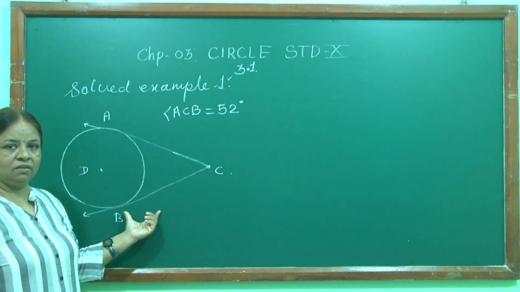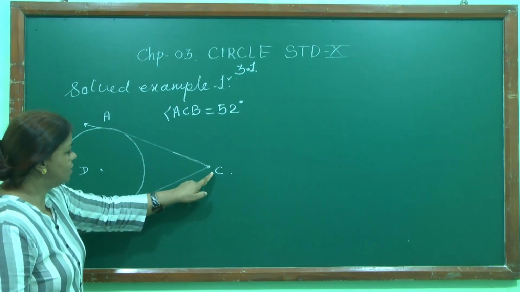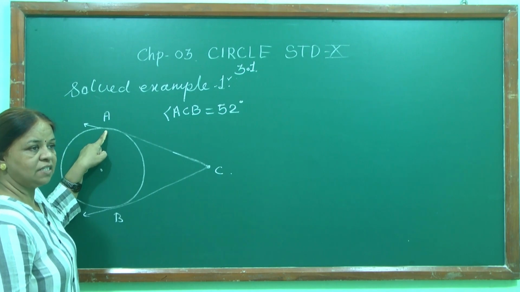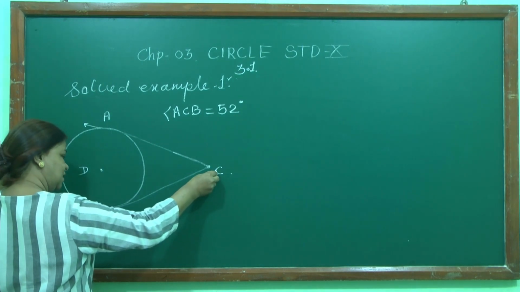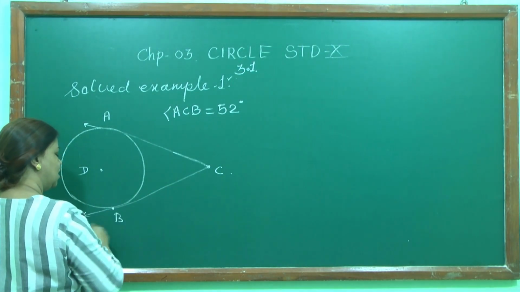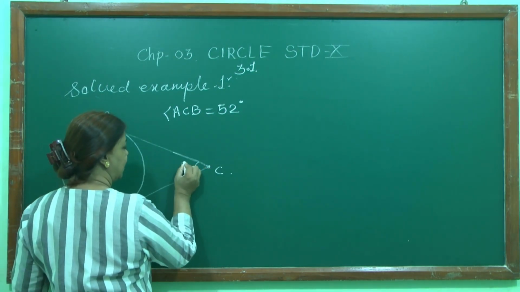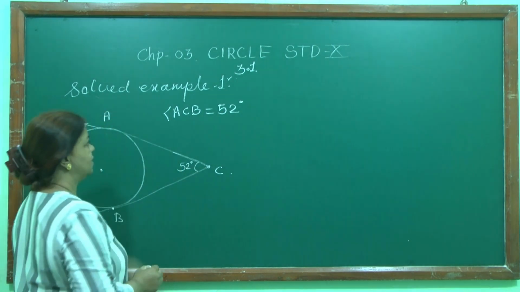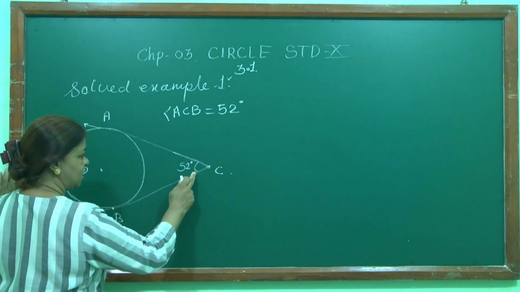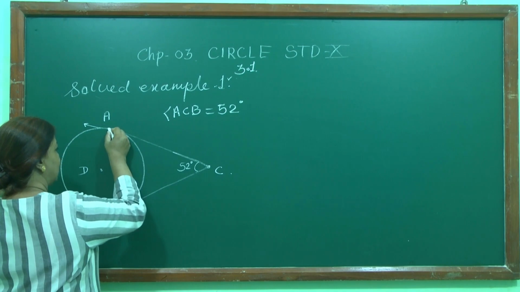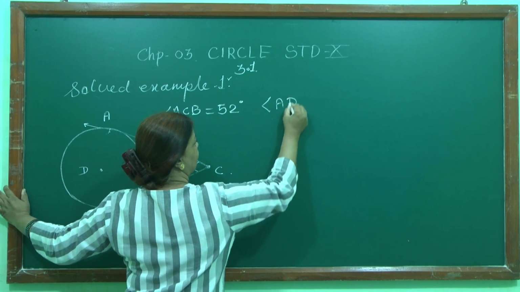In the first example, there is a circle with center D, and there is a secant CA which is touching the circle as a tangent at A, and there is a tangent CB which is touching the circle at B. And it is given that angle ACB is 52 degrees. First example of your textbook, before exercise 3.1. This angle is mentioned as 52 degrees and we need to find out angle ADB.